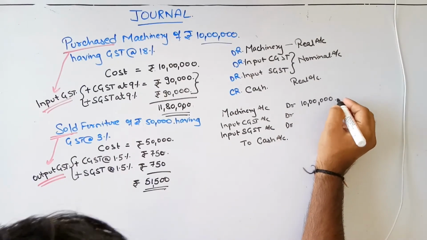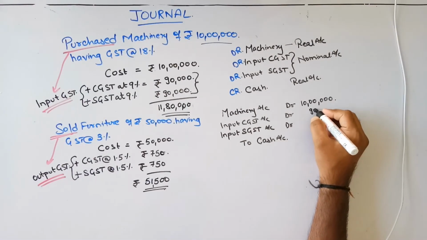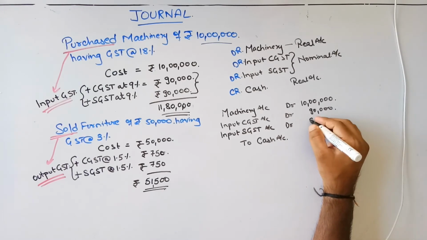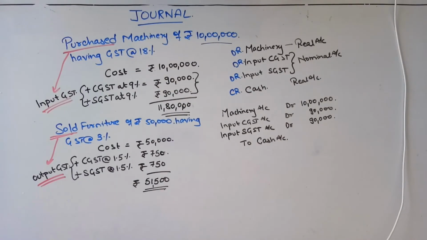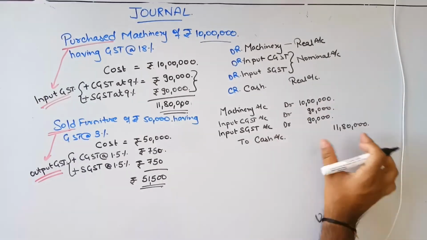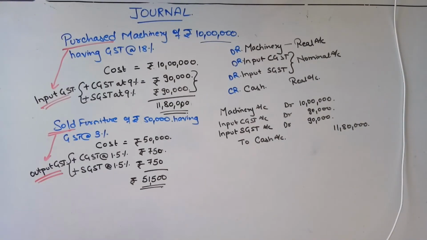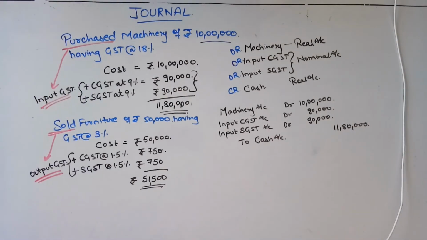Okay. How much is my input CGST? 90,000. Input SGST 90,000. How much is my total cash what I am paying? Total payment amount, yeah, 11 lakhs 80,000. Just check all the totals of the debit and the credit. Are they tallying up? Are they matching? So 10 lakhs plus 90,000 plus 90,000 is 11 lakhs 80,000, and in the credit also we have 11 lakhs 80,000. Okay guys, any doubt for this? Please make a note of this transaction completely. Let us move on to another one.